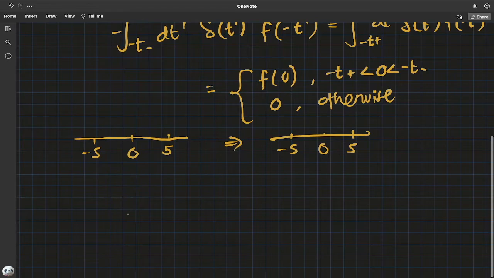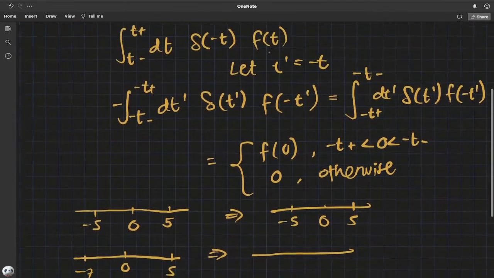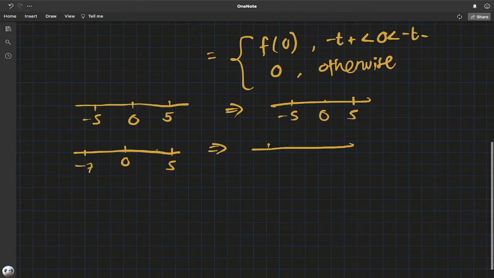What if you have a slightly asymmetric interval, something like negative 7 to 5, which again contains 0. You change the limits using this substitution. 5 becomes a negative and 7 becomes a positive. But you see, it still contains 0.